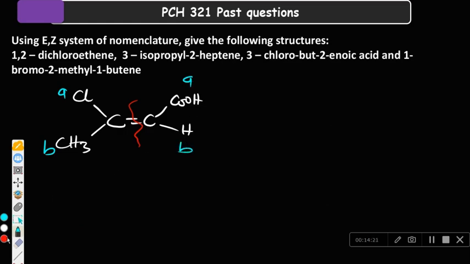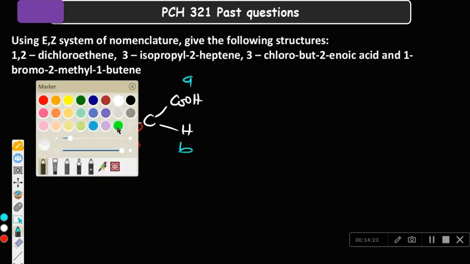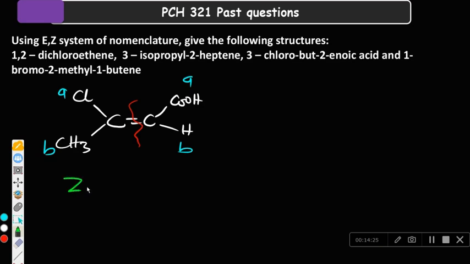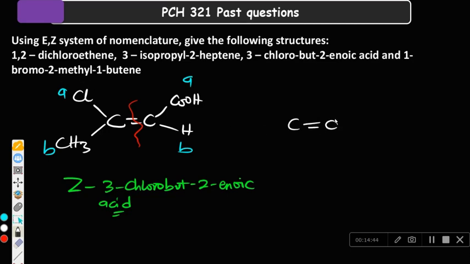So you come here and say the name of this compound is what? Z-3-chloro-but-2-enoic acid. Alright? And then you have this one, bromo 2-methyl-1-butene. You come here and say this is bromo 2-methyl.